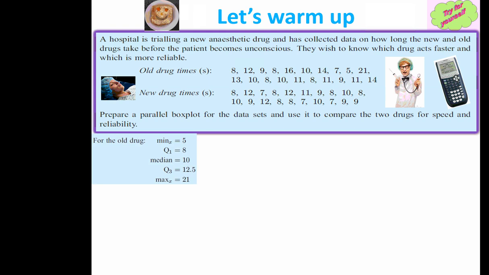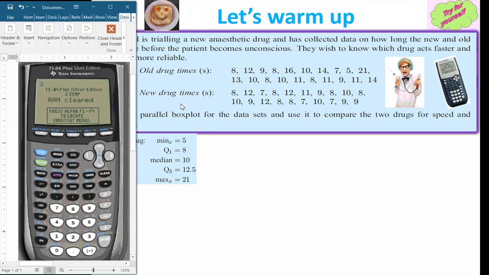You can do that easily on the calculator. You're going to have to watch mine. This is how you would enter it for the old drug. You press stat, go across to edit, and in L1 you enter all these numbers. Then you go stat, calc, 1 var stats. When you scroll down, make sure the frequency list is clear because it's not a frequency table. Then you scroll down and find these values.